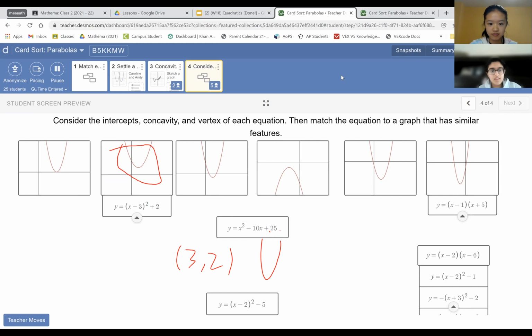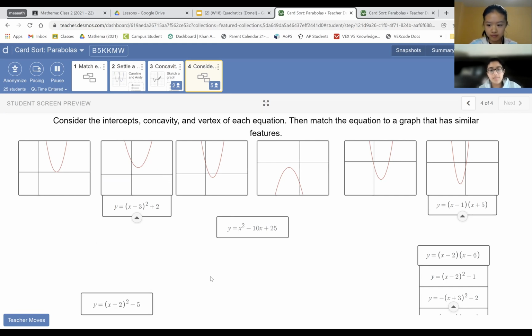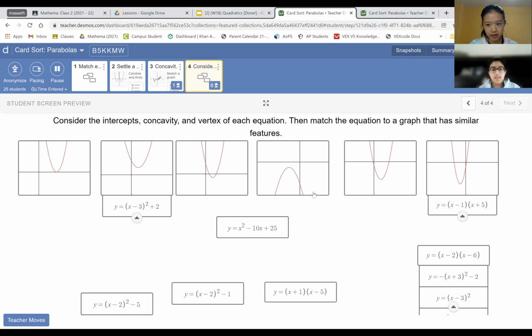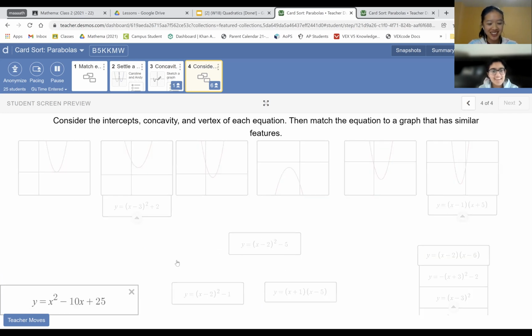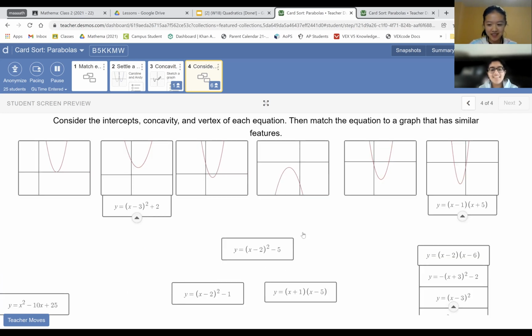Okay, then third equation, y is equal to x squared minus 10x plus 25. You're going to have to factor this, and we have not gone over factoring yet, so I think we should just skip that. That one can be thrown out. I don't know where to throw it. It's going to go in the corner here. Timeout.